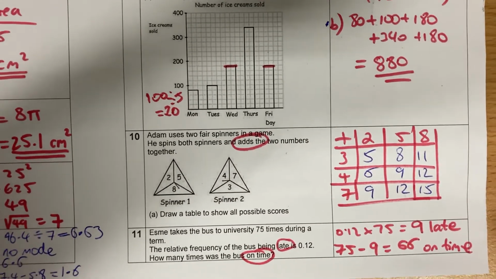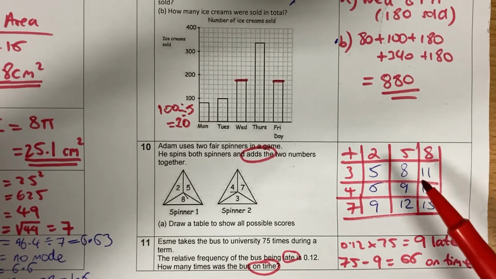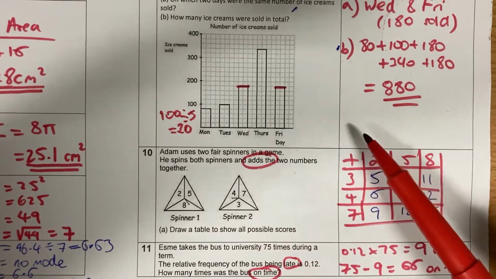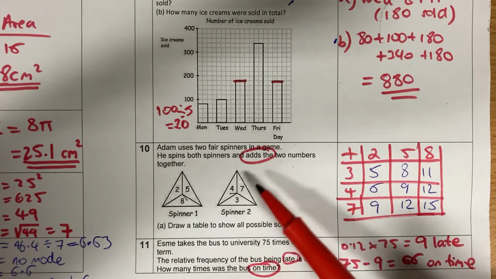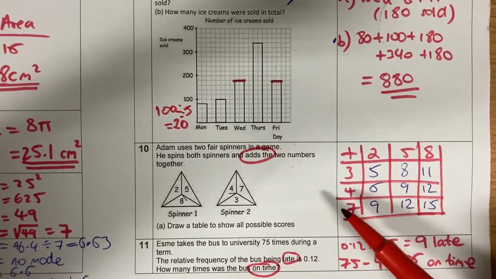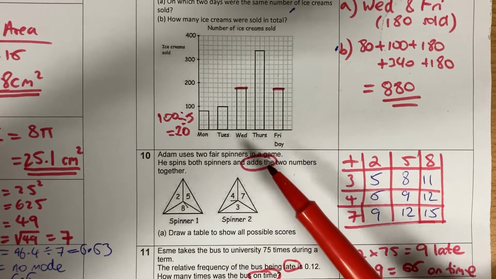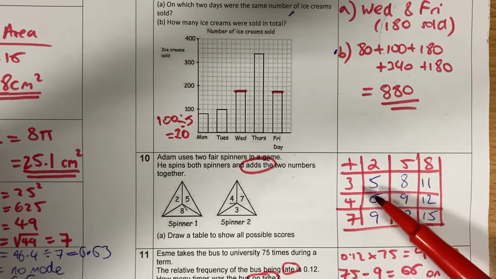Number 10, usually we've got the table drawn for us, but this time we have to draw it ourselves. So what I've done is I've said for the first spinner we've got 3 outcomes. It's either going to be a 2, a 5 or an 8. And for spinner 2 we've got 3 outcomes as well, a 3, a 4 or a 7. Now it says he spins the spinners and adds the scores together. So by putting addition up here I can see them adding all these scores together.